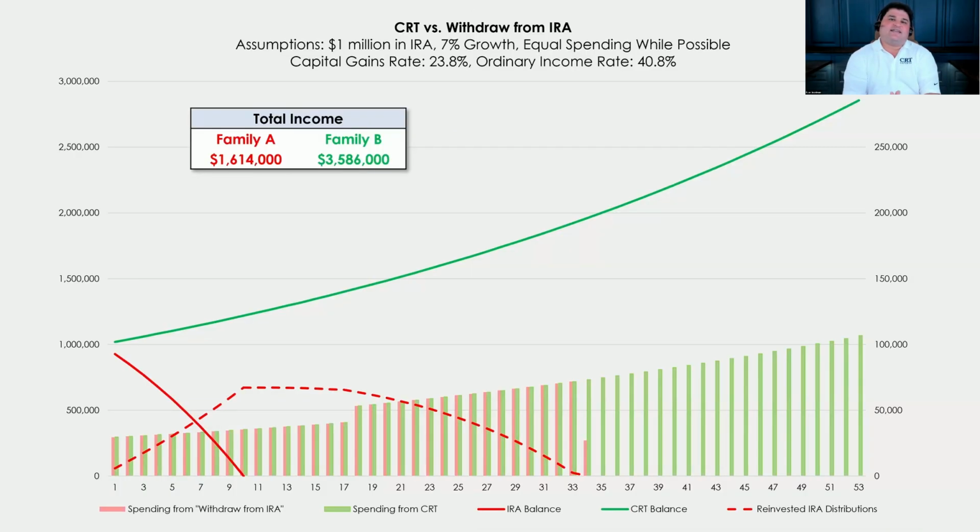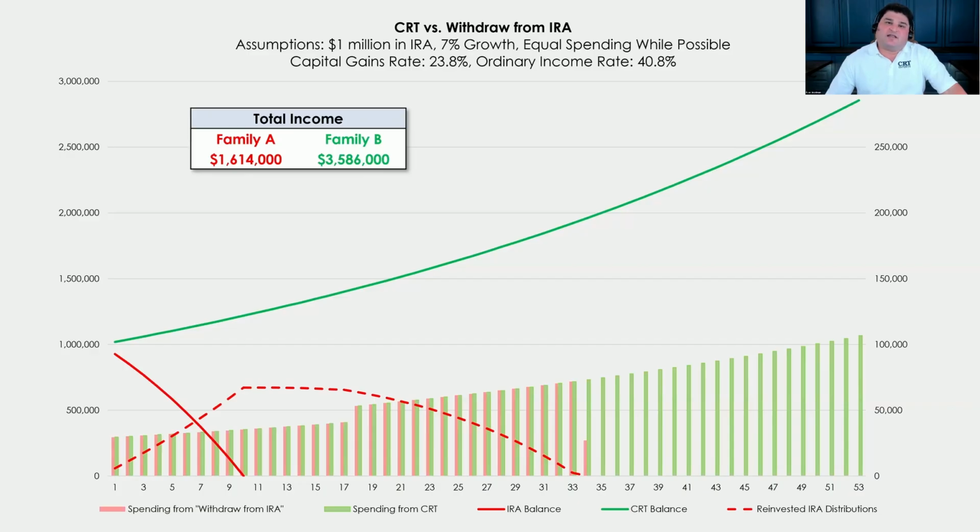So now let's look at where the rubber meets the road and look at our comparison of the two families, of the two strategies. I would typically go graph by graph, but I want to keep us on schedule, so we'll just look at the overlay here. What you're looking at is the two families we're comparing: one using a CRT, and one withdrawing from the IRA.